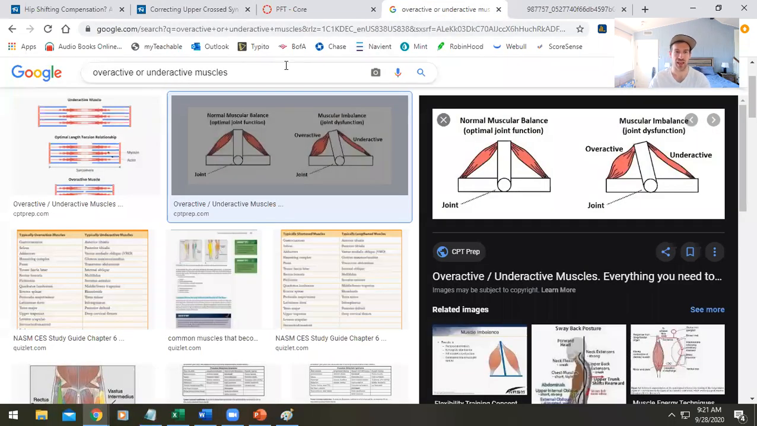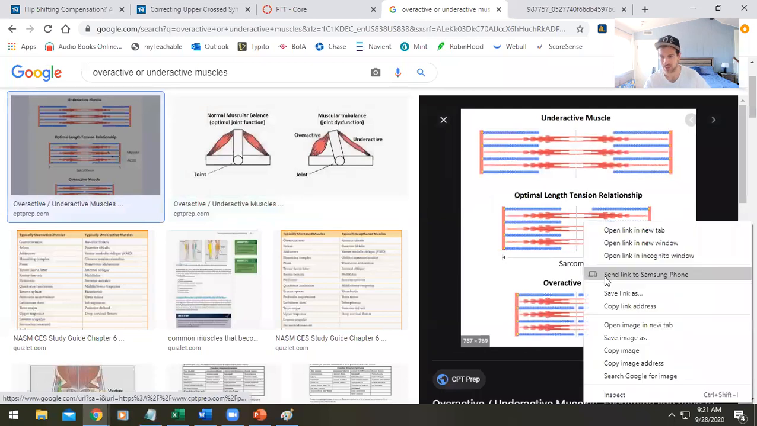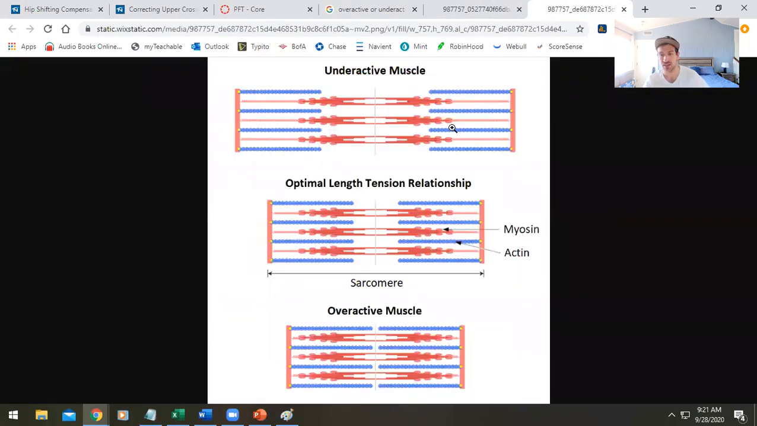So if we look at, actually, it's already up here. I was about to Google something else, but here it is. Look at how there's barely any grip. It's almost like it's just hanging on by a finger, right? An underactive muscle, there just isn't very much overlap between the actin and the myosin. That's why it's underactive. It can't get a good grip in order to create a strong contraction.